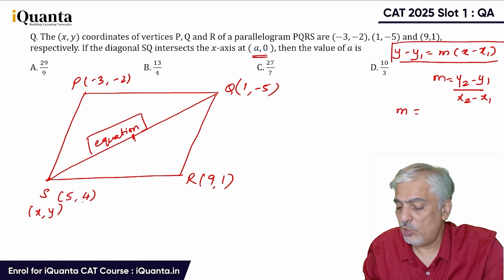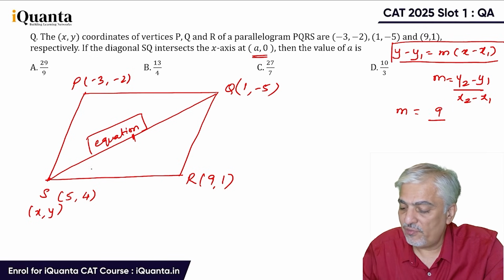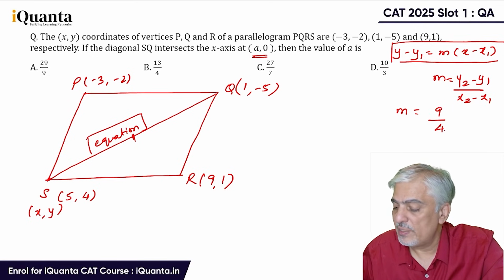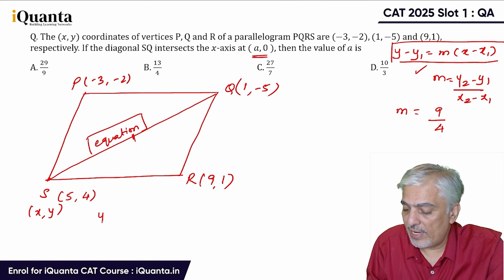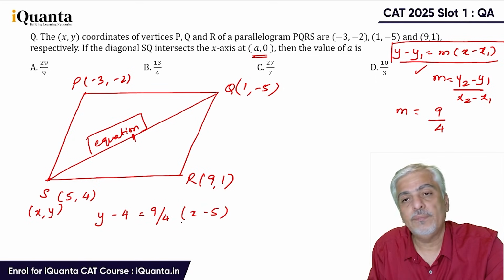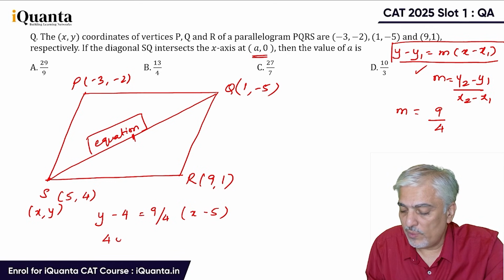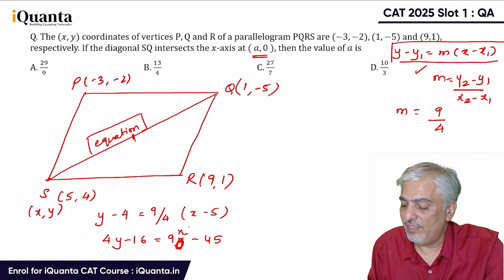That will be y2 minus y1. So I can take any y2, any y1. 4 minus 5 upon 5 minus 1 gives 9 upon 4. So the slope is 9 by 4. Apply it in this equation to find the equation. So y minus 4 is 9 by 4 into x minus 5. Cross multiply. 4y minus 16 is 9x minus 45.